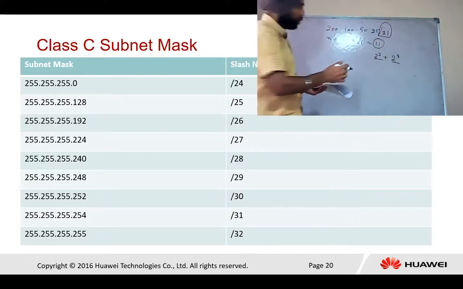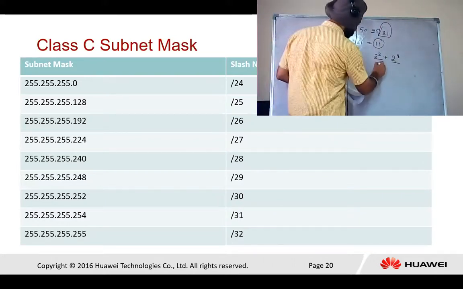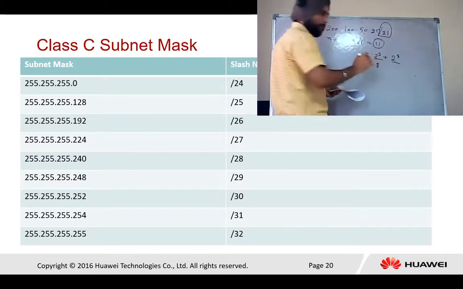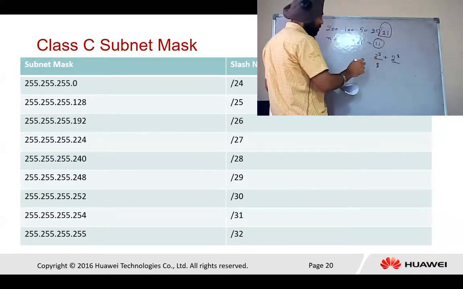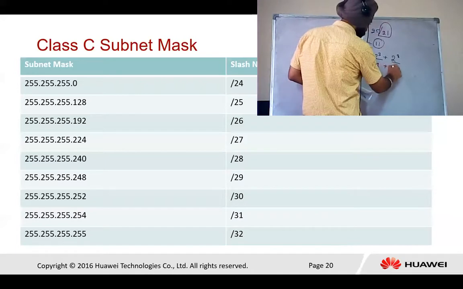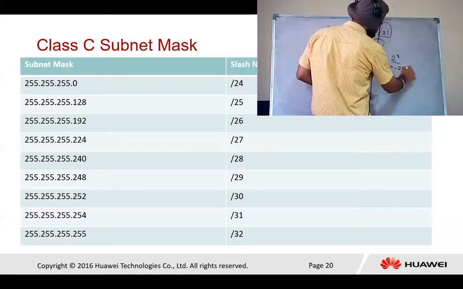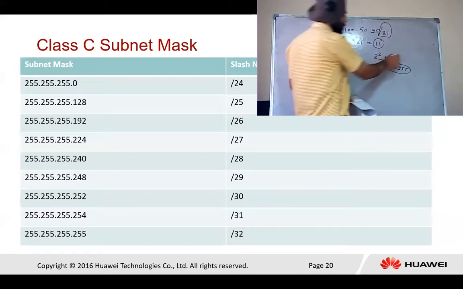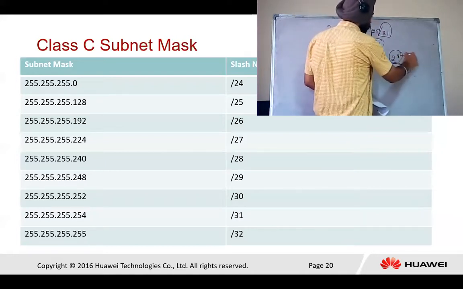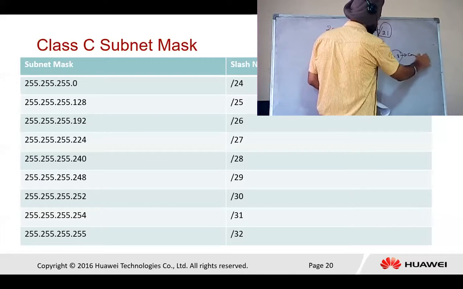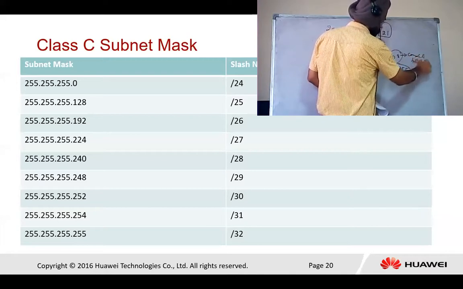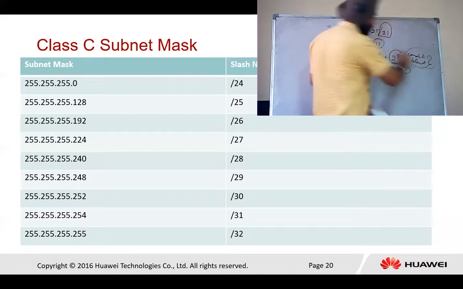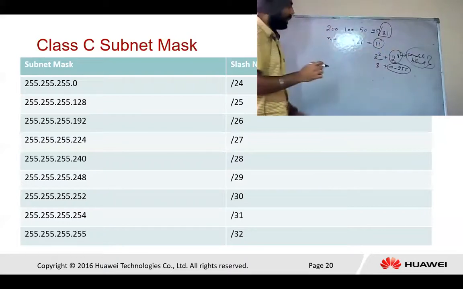So what does that mean? 2 raised to the power 3 is specifically for the 8 value, plus from 0 to 255. Why from 0 to 255? That means it's a complete block. Complete block value.